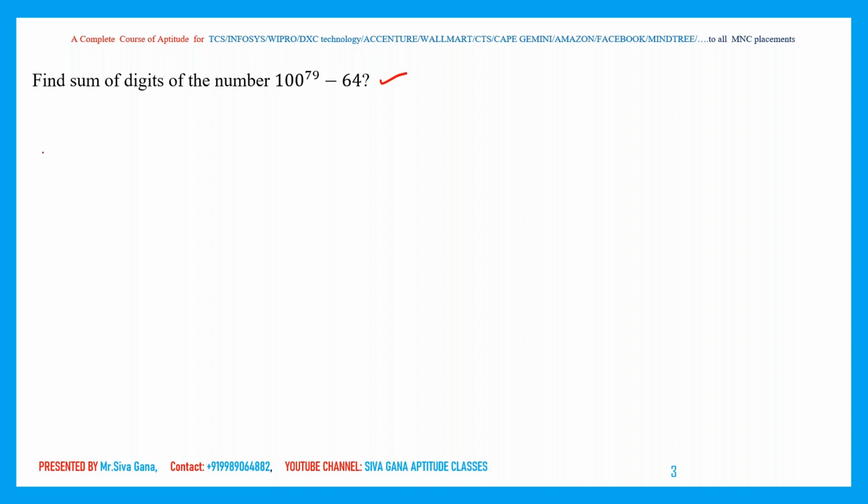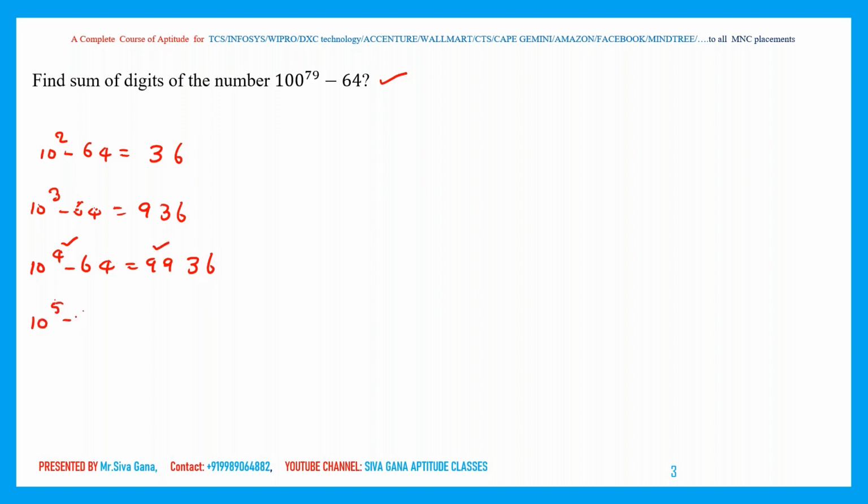Now what I'm going to take is 10 square minus 64, which is nothing but 36. If we take 10 cube minus 64, how much are we going to get? 936. If we take 10 power 4 minus 64, we get 9936. Just observe, power is 4, two 9s. Now 10 power 5 minus 64 is 99936. Just observe, power is 5, three 9s.